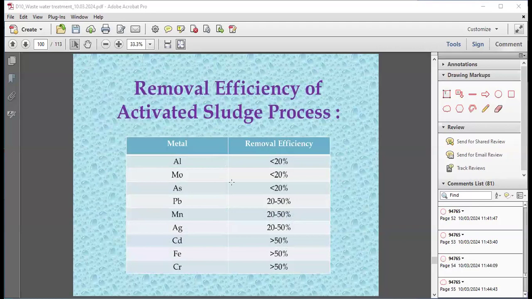The removal efficiency of the activated sludge process for metals: aluminium, As, Pb, manganese, silver (Ag means silver), cadmium (Cd is cadmium), iron, chromium. This is the removal process in the activated sludge process. It is used in the COD procedure, chemical oxygen demand, right?